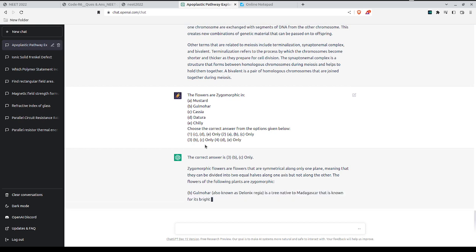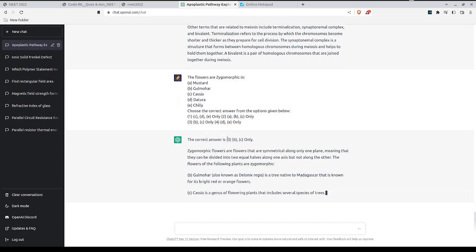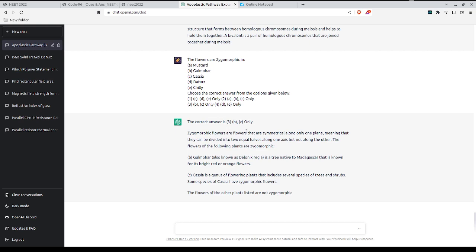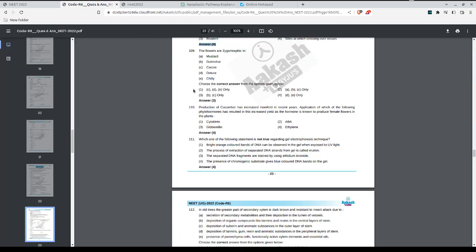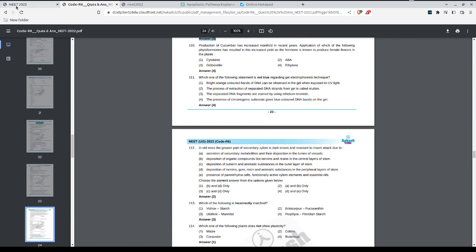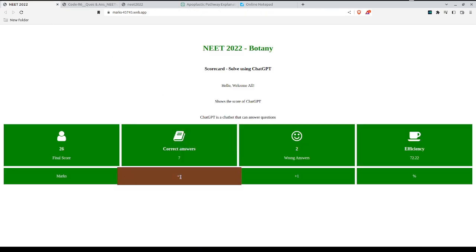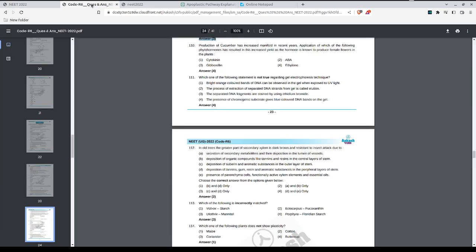The flowers are zygomorphic in: A. Mustard, B. Gulmohar, C. Cassia, D. Datura, E. Chili. Choose the correct answer from the options given below. 1. C, D, E only. 2. A, B, C only. 3. B, C only. 4. D, E only.